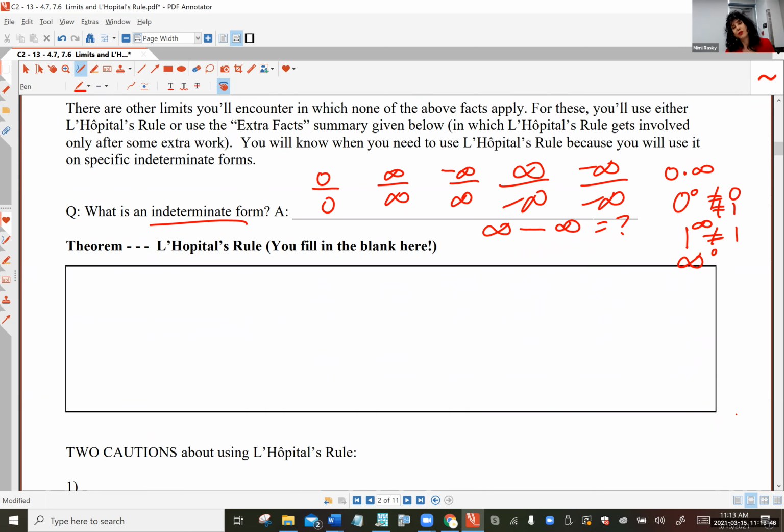So now let's do L'Hopital's rule. This is cool. This is one of my favorite theorems in this class. So here's how you're going to write it in. Let f and g be differentiable functions. Write this down.